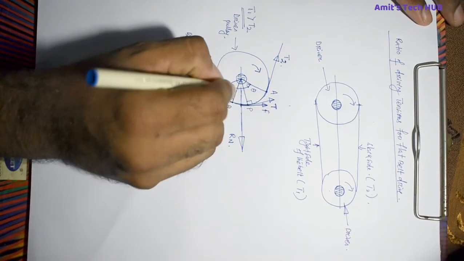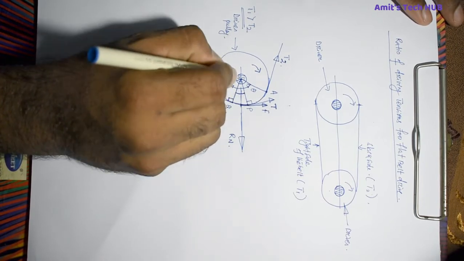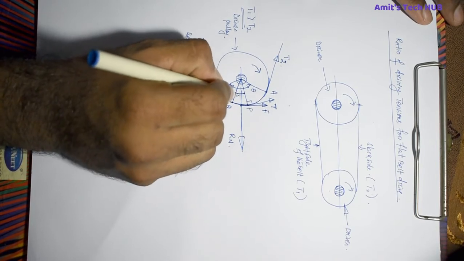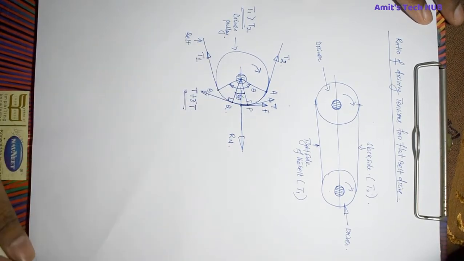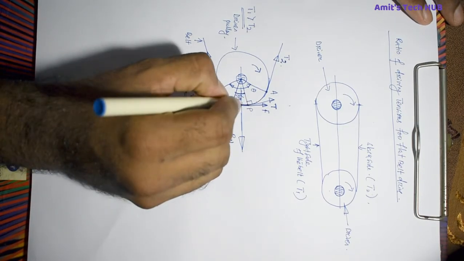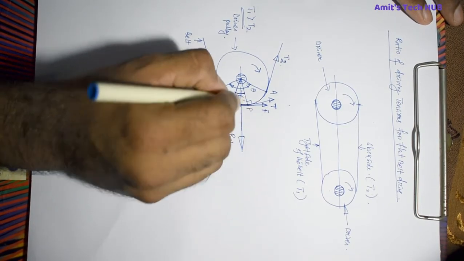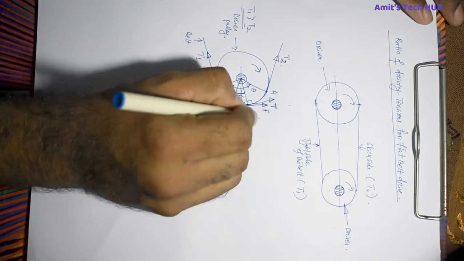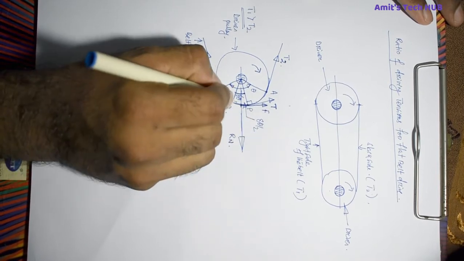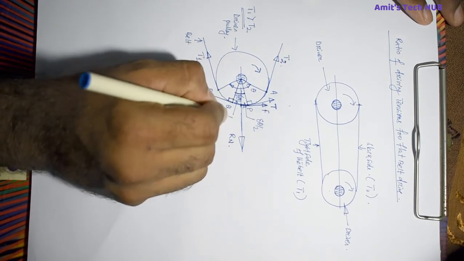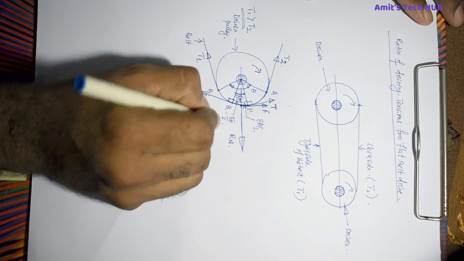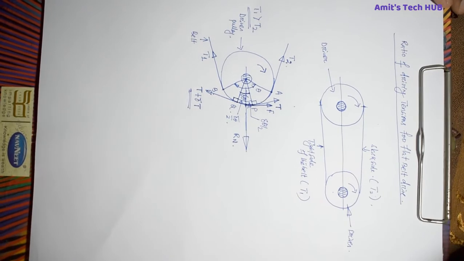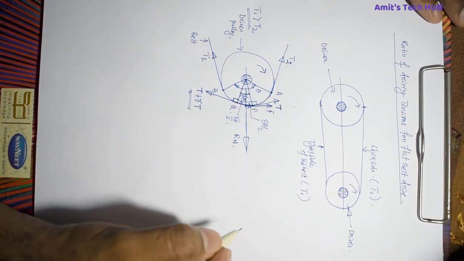Okay, so now if I consider the small portion of the belt that makes an angle, that is your del theta, at the center. Each of these angles is del theta by 2, that means here the angle is del theta by 2 and here the angle is also del theta by 2.